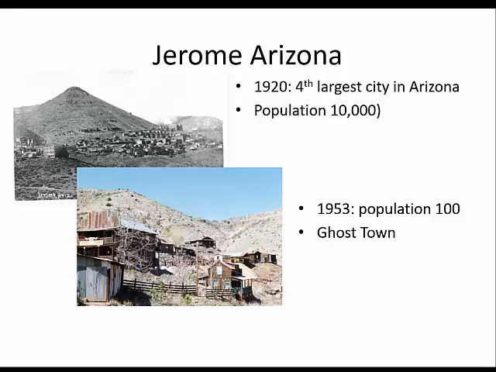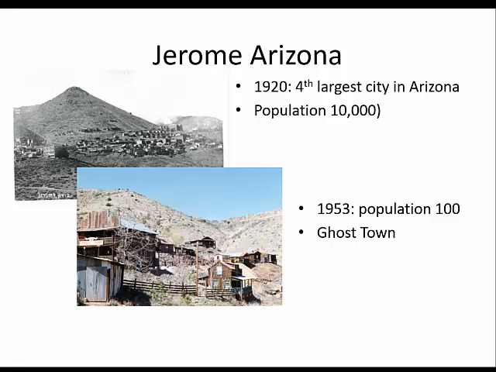We're going to use the example of the town Jerome, which once was the fourth largest city in Arizona in the United States. This was back around 1920, when Jerome was a major mining centre with a population of about 10,000 people. However, once the ore started to run out, and also the economic changes that were happening in the late 20s and early 30s, the town of Jerome fell under hard times, to the extent that by 1953, the population had fallen by 90%, down to about 100 people. And so Jerome then really looked very much like a ghost town.